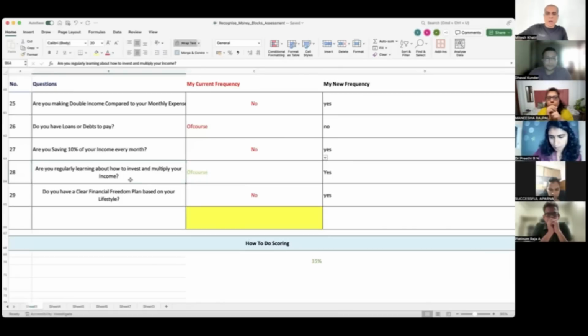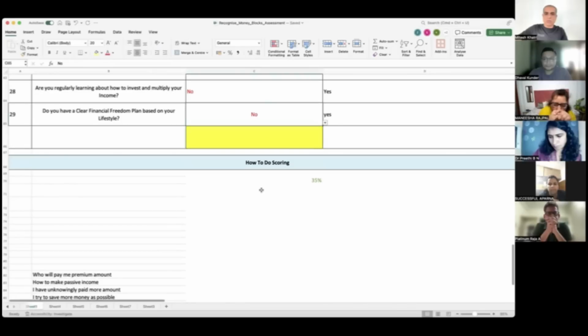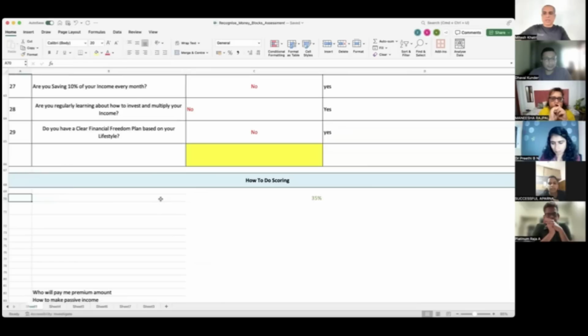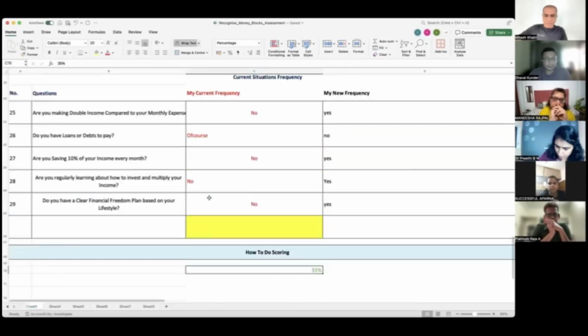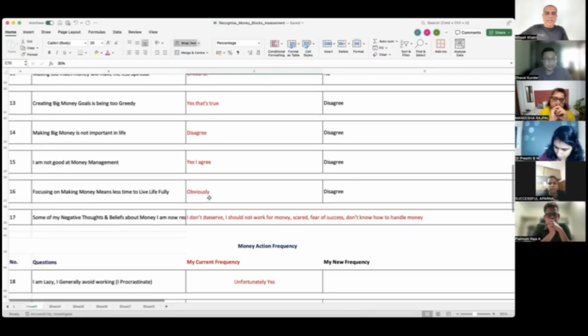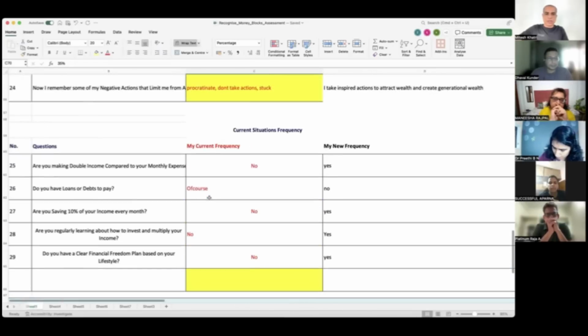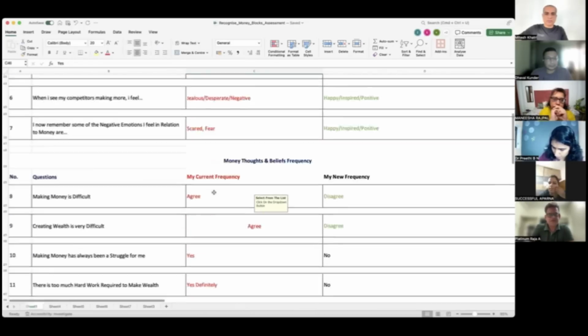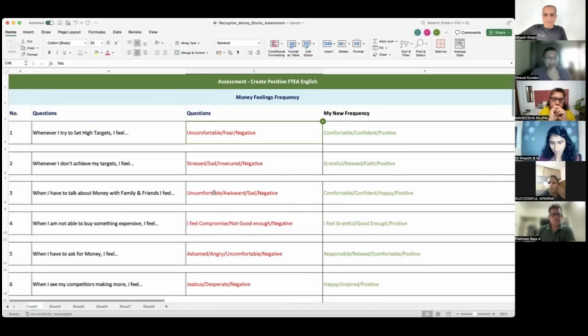Are you regularly learning about how to invest and multiply your income? No. And do you have a clear financial freedom plan on your lifestyle? No. Okay. Now, here is how we do the maths. It's very simple. Let's say we take a total of all these points. If you had to just look at this Excel sheet right now and do a scoring, do you see any greens here except this one? No. All are red.